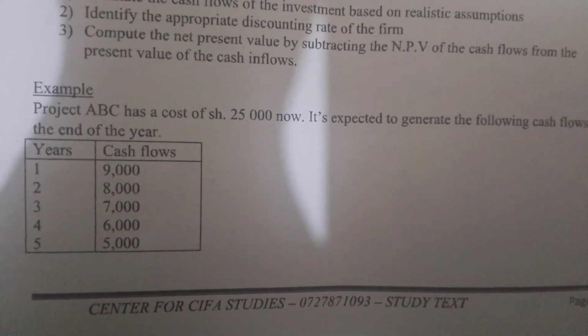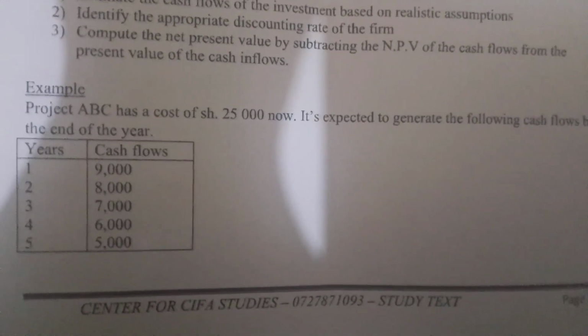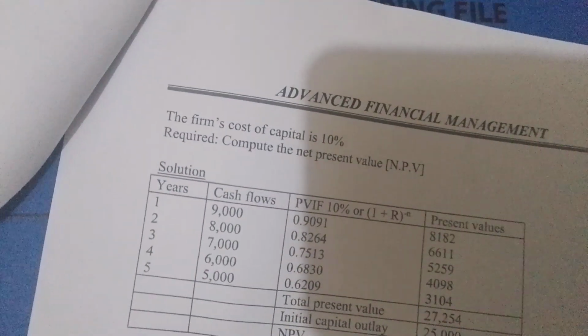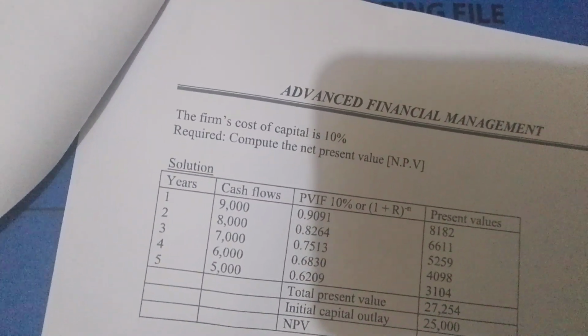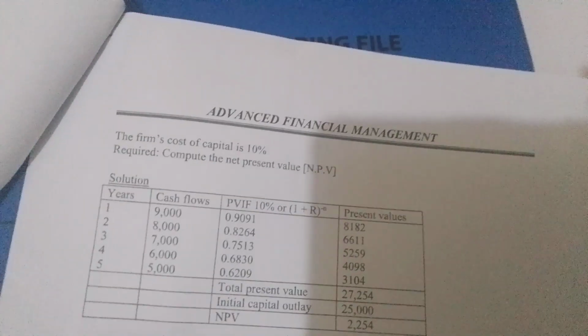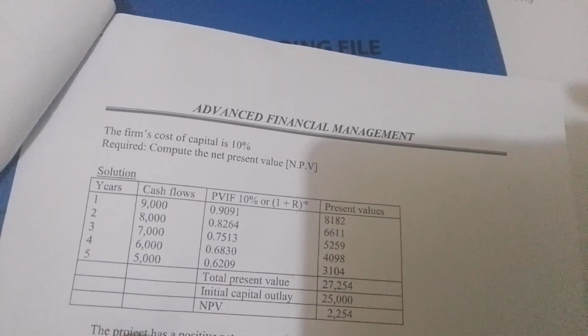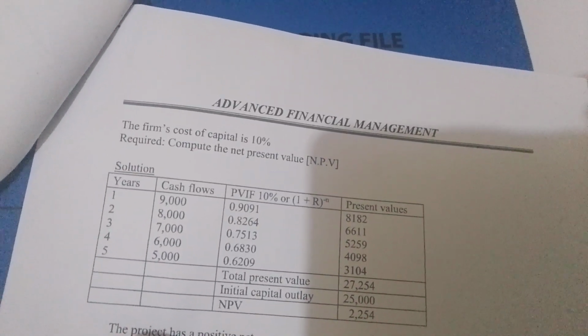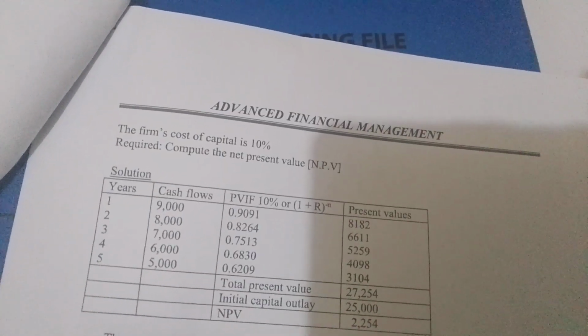So what we are supposed to do is that, okay, before we take the discussion, you can just check the next page. I just move to the next page, and right. So you can see the firm's cost of capital is 10%. The firm's cost of capital is 10%. You're required to compute the net present value.